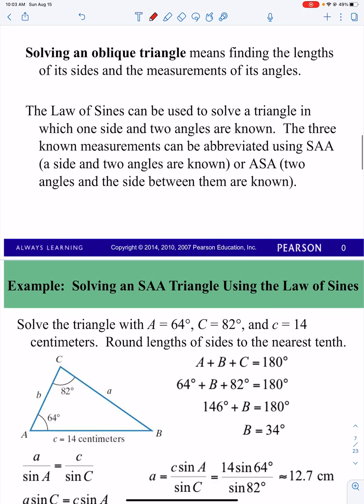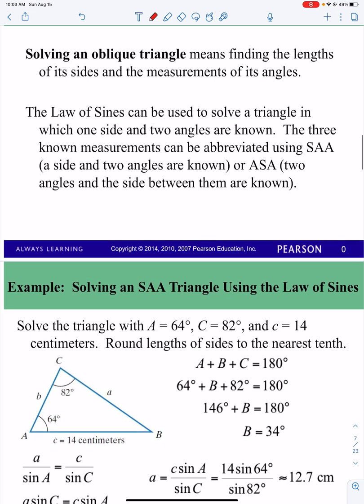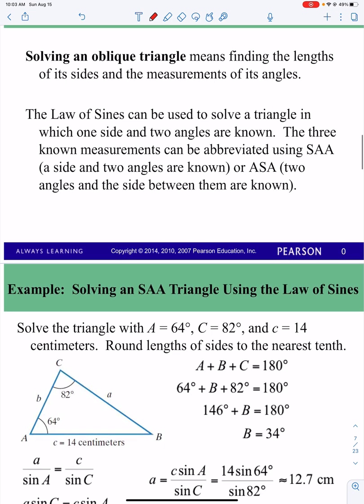Then we wanted to see what kind of cases we could solve. This is what we call AAS or ASA. What does this mean? We know two angles and one side.